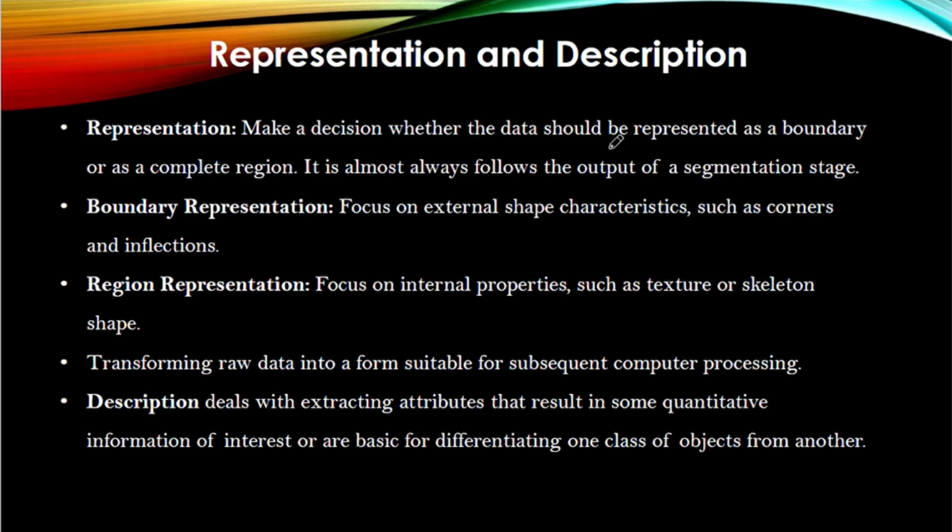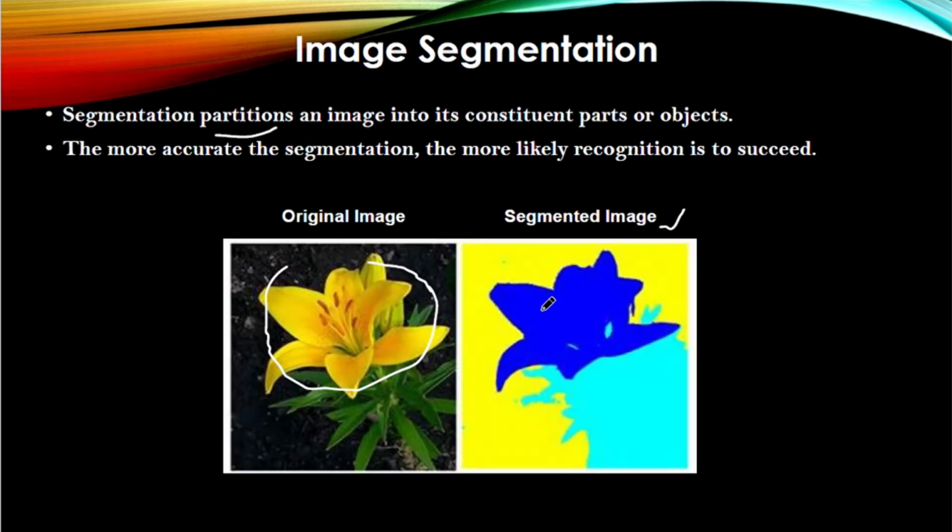Make a decision whether the data should be represented as a boundary or as a complete region. It almost always follows the output of a segmentation stage. I'll tell you by taking this example. Say this. After segmentation we got 3 regions. To represent the image, it is better to go region-wise. It is one region, another region, another region. So this is called region representation.